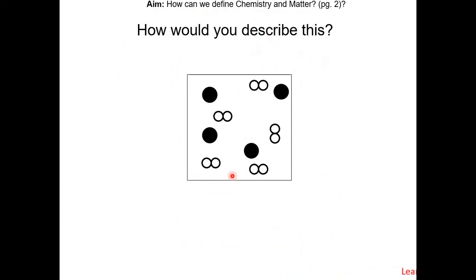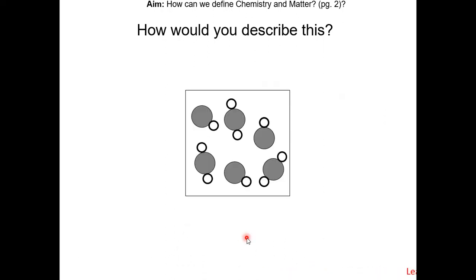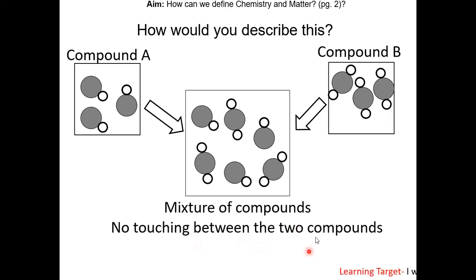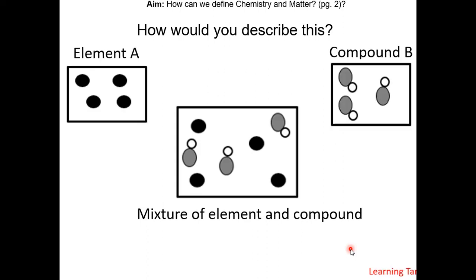How will you describe this particle diagram? This is a mixture of elements. There is no touching between the 2 elements. How will you describe this particle diagram? This is a mixture of compounds. There is no touching between the two compounds. And how will you describe this particle diagram? This is a mixture of elements and compounds.